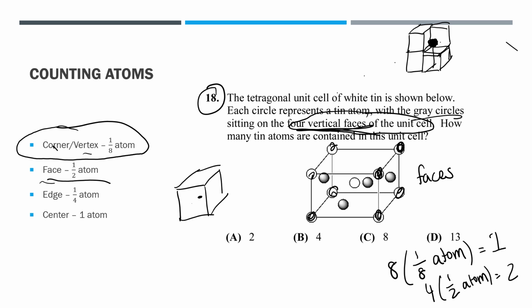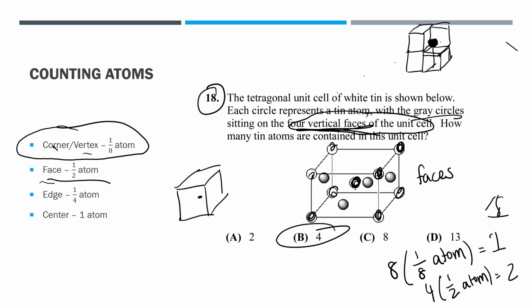And then, finally, we have 1 at the very center. You can see this. It's kind of hard to see, but there's 1 tin atom at the very center. And remember, center atoms are not shared with any other unit cells. So that just adds 1 atom. So in total, we have 1 plus 1 plus 2, which gives us 4 tin atoms contained in this unit cell.